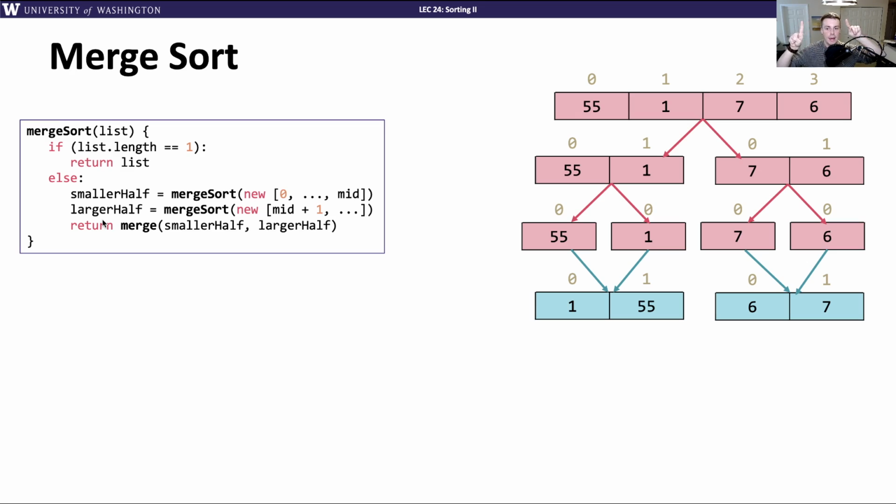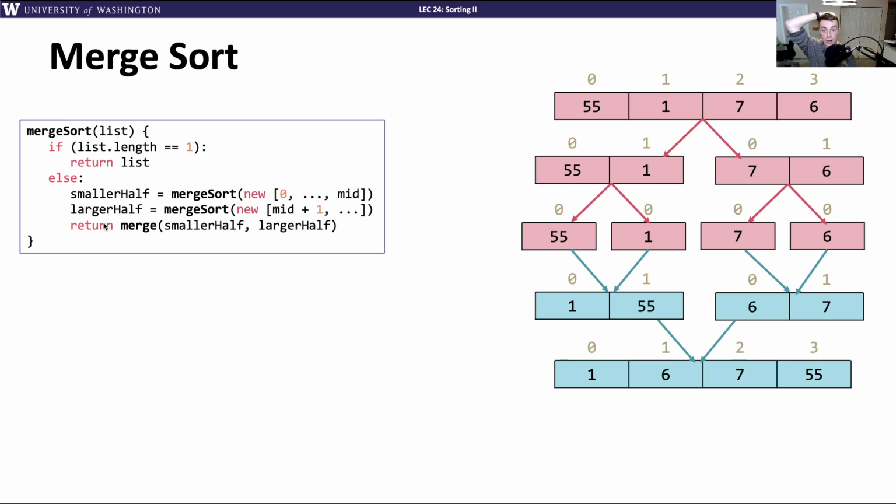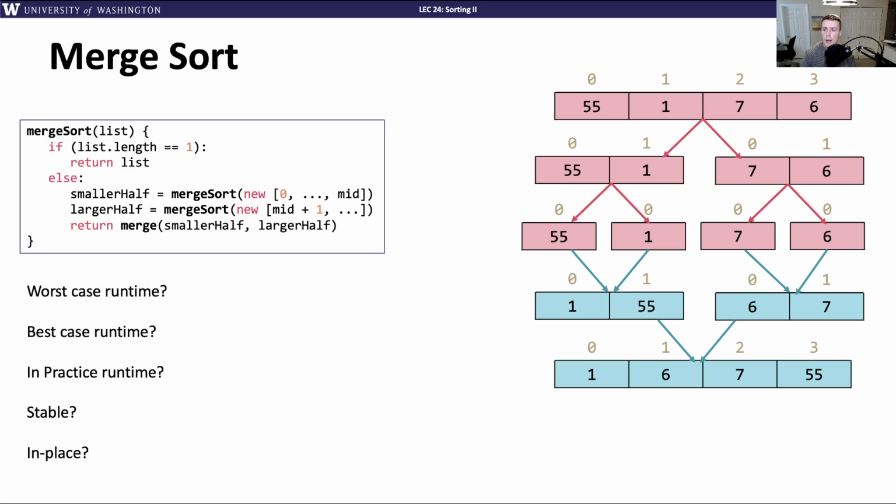We grab 1 and then 6, 7, and then 55. Oh my goodness, very complex just to sort. The question is, well, what's the runtime of an algorithm like this? Well, it turns out that the way we analyze this is exactly what we needed to do before with recursive things, where we had to come up with a recurrence.